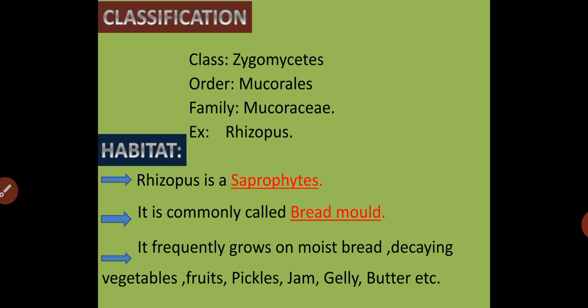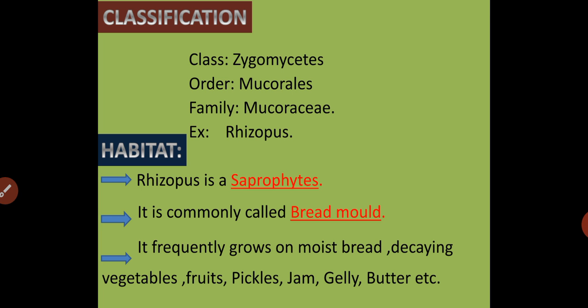Classification of Rhizopus. It comes under the class Zygomycetes, order Mucorales, family Mucoraceae, example Rhizopus. Habitat. Rhizopus is a saprophyte. It is commonly called bread mold. It frequently grows on moist bread, decaying vegetables, fruits, pickles, jam, jelly, and butter, etc.